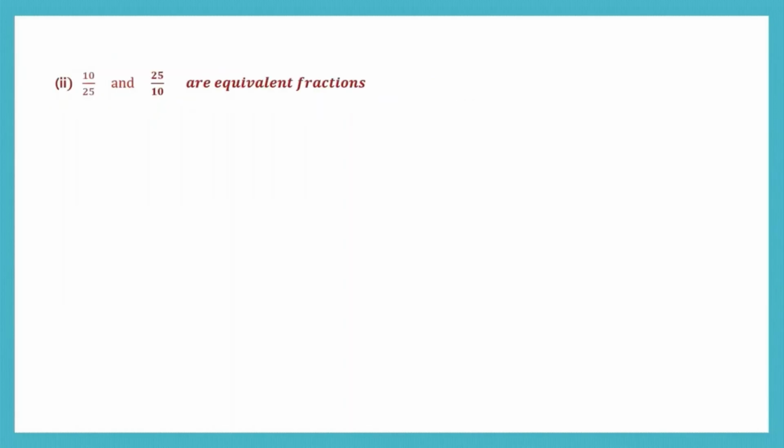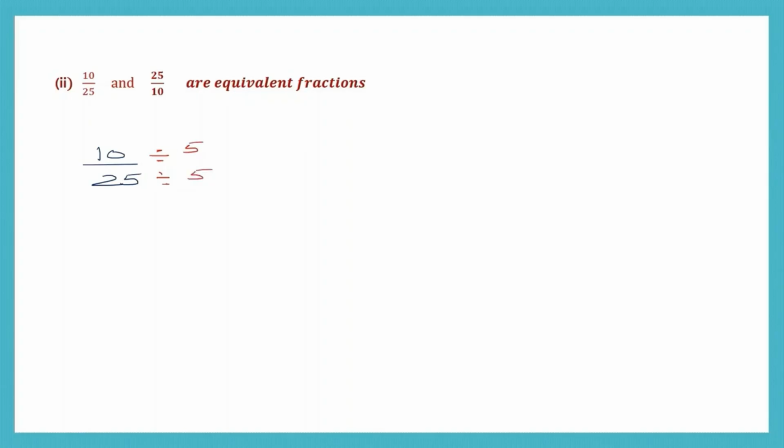Next one. 10 by 25 and 25 by 10 are equivalent fractions. Now let's find out. 10 by 25. Let's reduce it to the lowest term. Both are in the tables of 5. So let's use 5 to divide them.